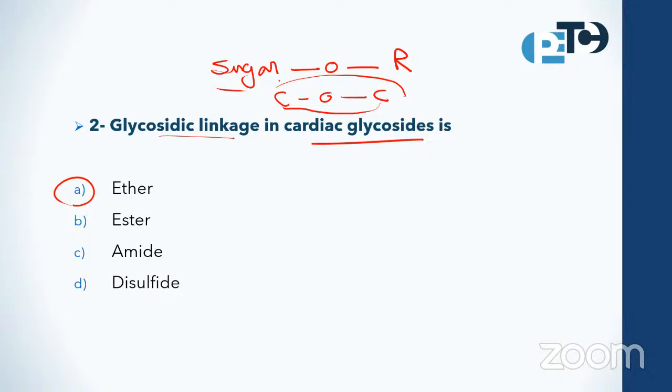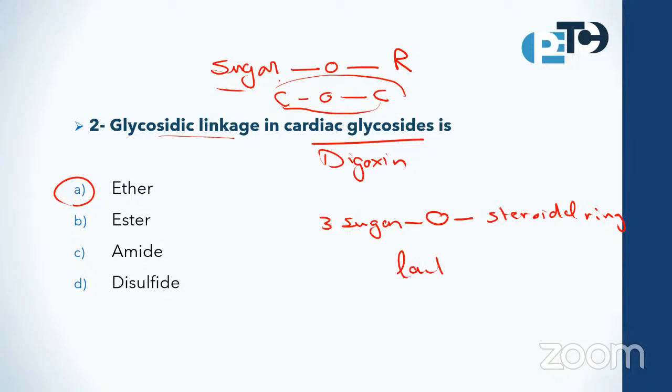In the cardiac glycoside, especially digoxin, what do we have? We have three sugar parts connected to oxygen. This is the glycosidic linkage. This oxygen is connected to the steroidal ring. What about the cardiac activity? The lactone ring on carbon number 17 is the ring that gives the activity of digoxin or any cardiac glycoside.